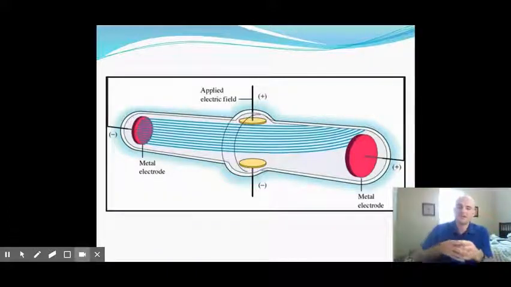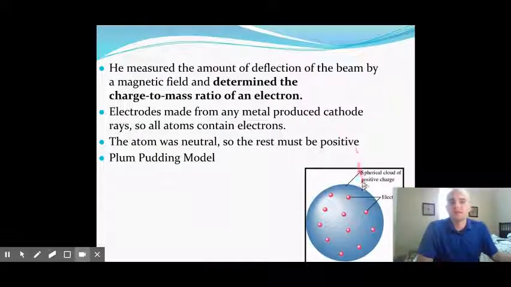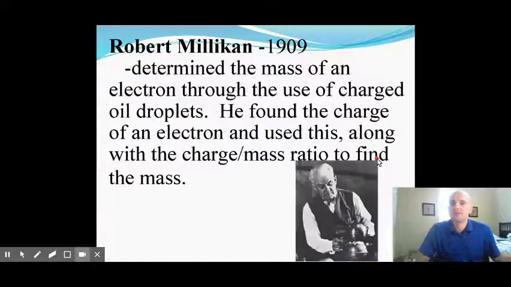So he found that it wasn't just these little marbles floating around, they actually had positive and negative charges with it. He thought they looked like the plum pudding, where the whole cloud was positive and the electrons were stuck in the middle. It's a good guess, but we know now because of Rutherford, which I'll get to in a second.